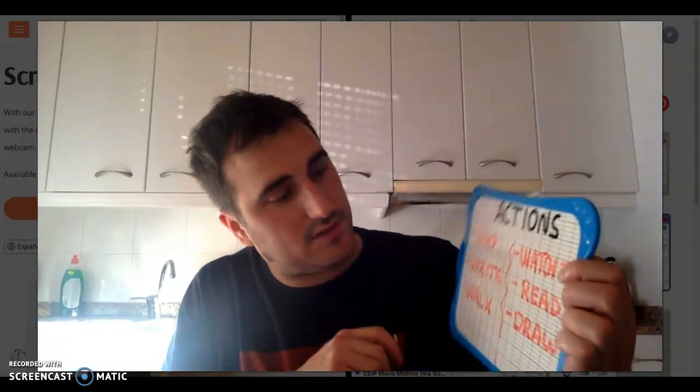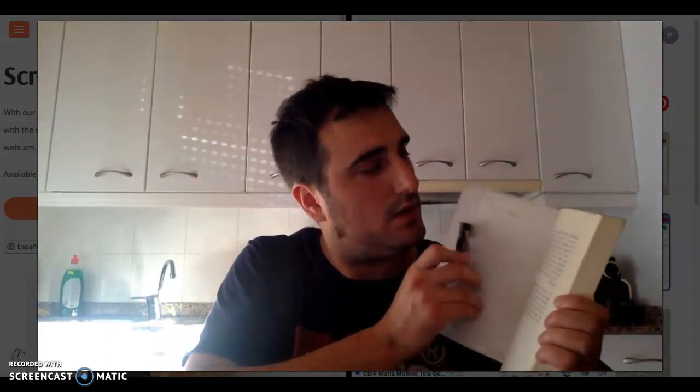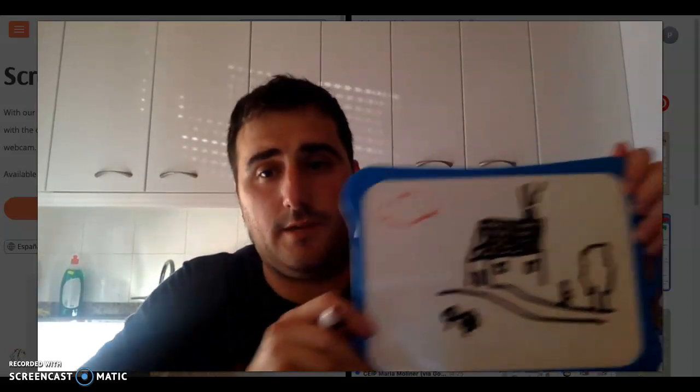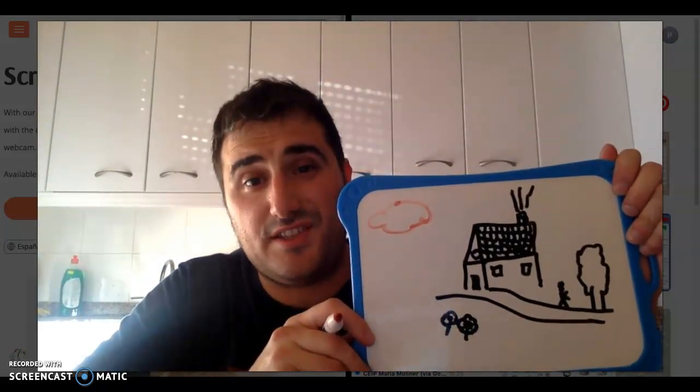Okay. Or there were two more actions such as read. This is the book, and Fede likes to read this book. Okay. And finally, we had another action which was to draw. All right. This is to draw. Okay. So these were affirmative actions.